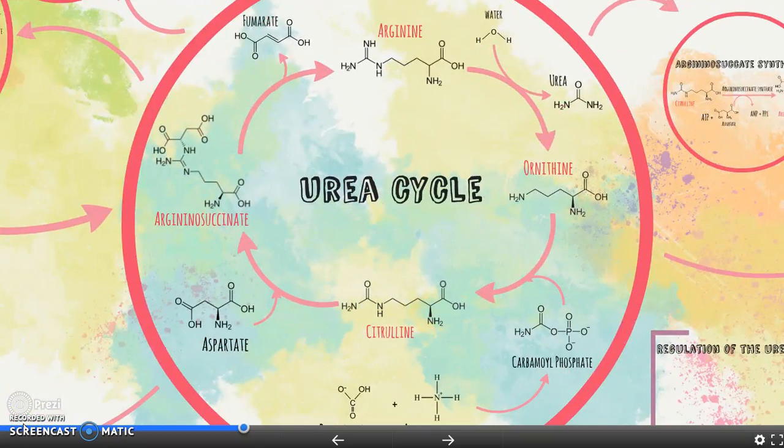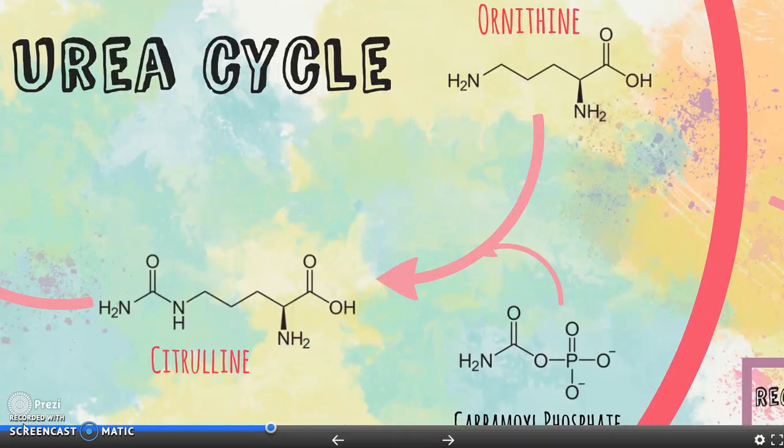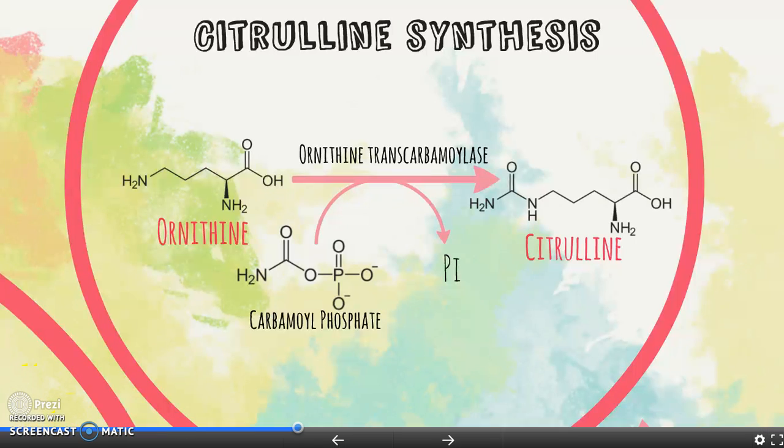The carbonyl phosphate formed by this reaction enters into the urea cycle as a substrate for ornithine transcarbamylase, which catalyzes the reaction. There is a citrulline transporter that transports citrulline from the matrix of the mitochondria to the cytosol.